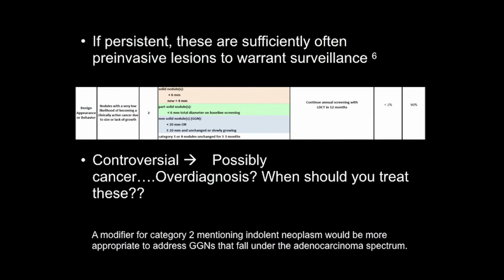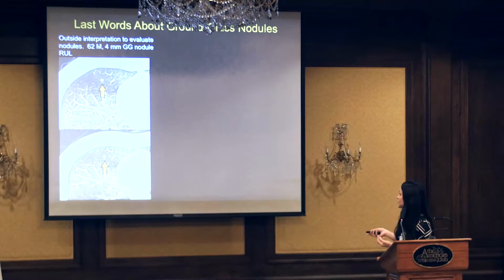And some people feel like they should add a modifier to category 2, just basically saying, hey, this falls within the adenocarcinoma spectrum rather than just a ground glass nodule. But we'll see what future iterations show.